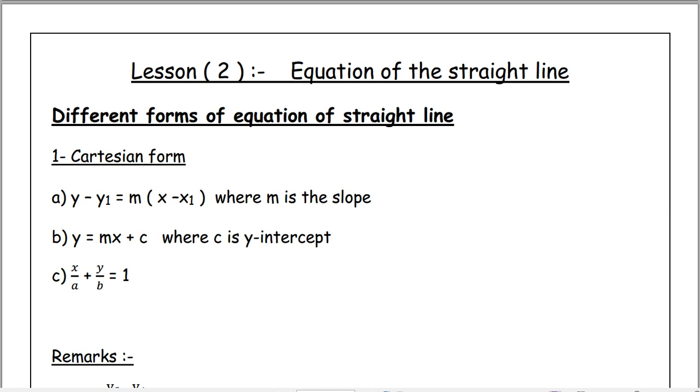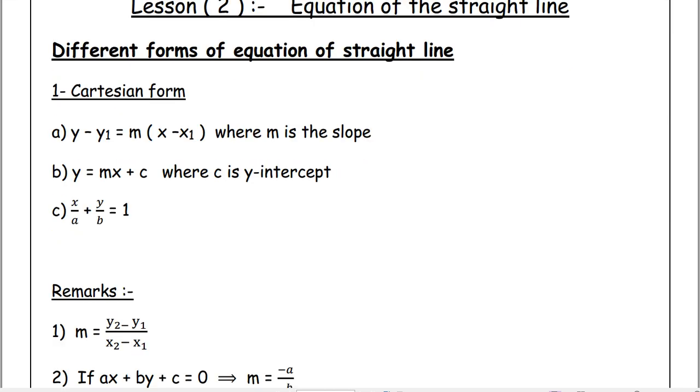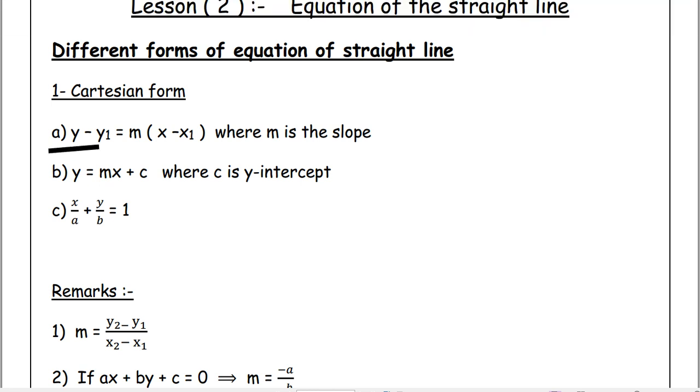Let's start with the equation of the straight line, and its different forms. We have many different forms. Cartesian form is the first one. We will start with the Cartesian form: y minus y1 equals m times x minus x1, where m is the slope.